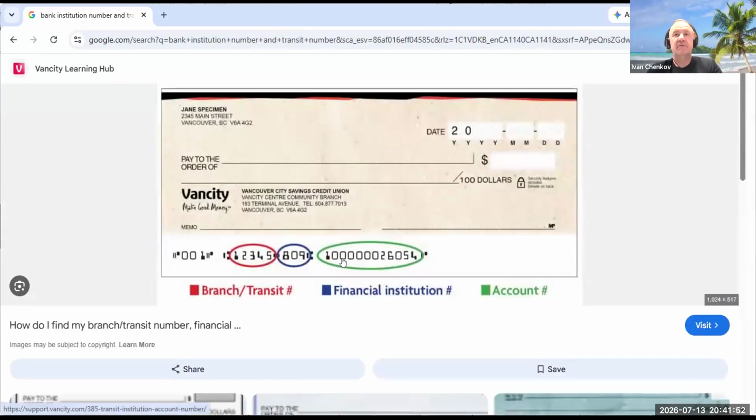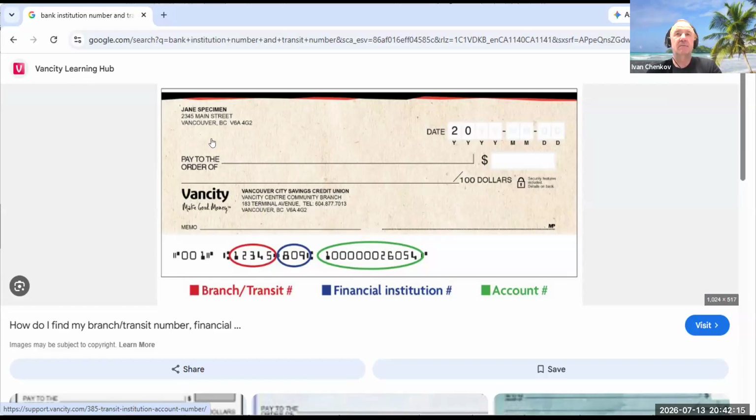This is the image of a check. Again, this is the image of a check. This is the name of the person, which is a random person. Pay in order to, that's where you write whom you want to pay the check to. Date, you have to put the date. You have to write the dollar amount in Arabic numbers, and you also have to write it out in letters.